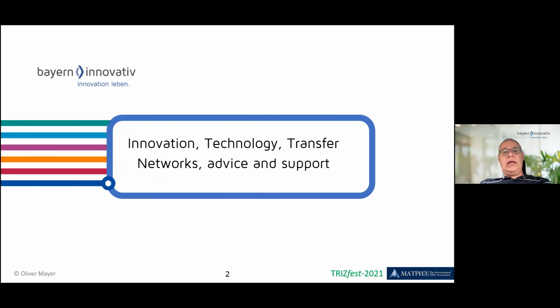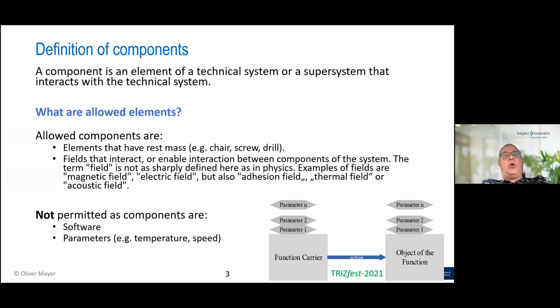And therefore, if I'm looking at the definition of components that is stipulated there, a component is an element of a technical system or a supersystem that interacts with a technical system. Point. What are allowed? Components and elements, that's what we are learning. Elements have a rest mass: chair, screw, drills, wherever I have a mass, but we have also fields in there.